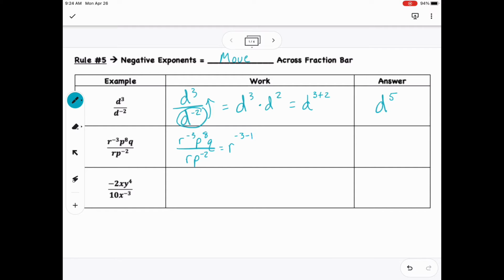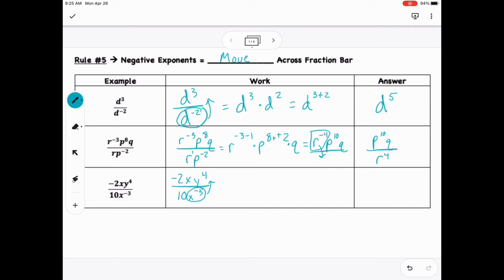Now I can also choose to go back to rule number 3 and just use subtraction when I see division of like bases as well. So that's where I'm getting the r to the negative third minus 1, p to the 8 minus a negative 2, and then times q. Then from there, if I do still have anything that has a negative exponent, it needs to move to the proper side. So if it's negative on the top, it needs to move down. If our exponent is negative on the bottom, it needs to move up.